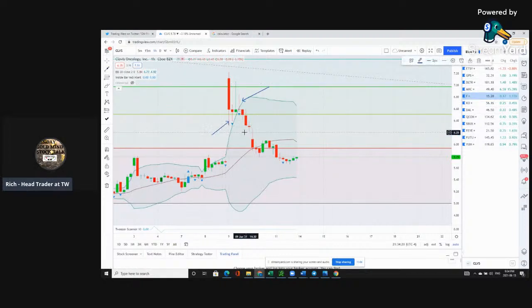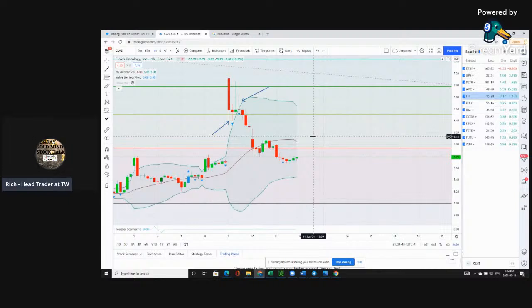So let me ask you a question. Let's say you're trading this CLVS, Clovis Oncology, right? Can you make money on both of these inside bars? Hit me with a 1 if that's a yes. Hit me with a 2 if that's a no. Can you make money on both of those inside bars? Let me know.